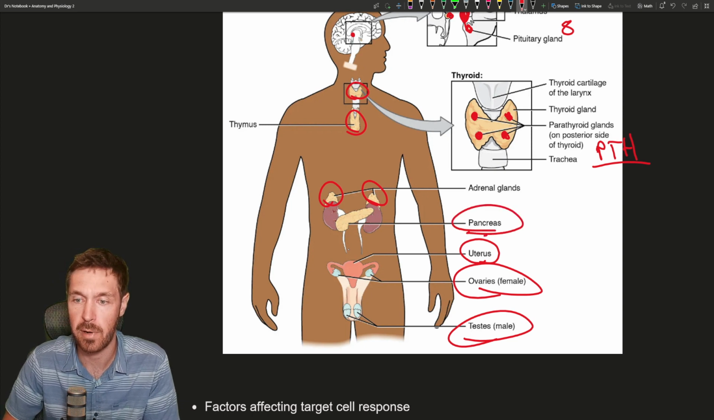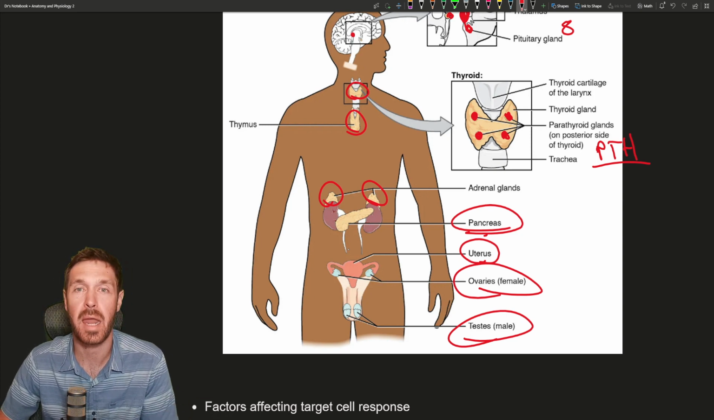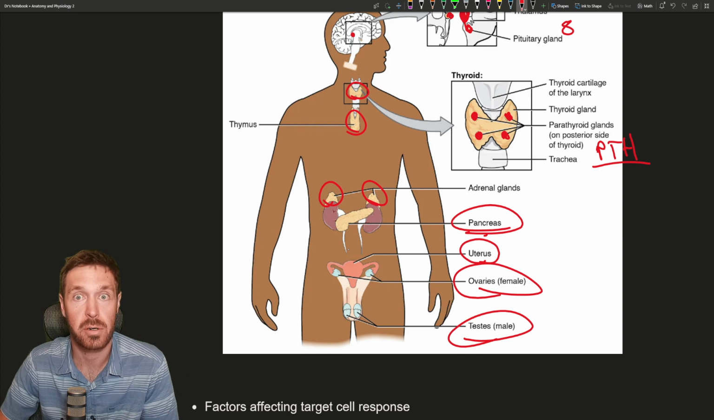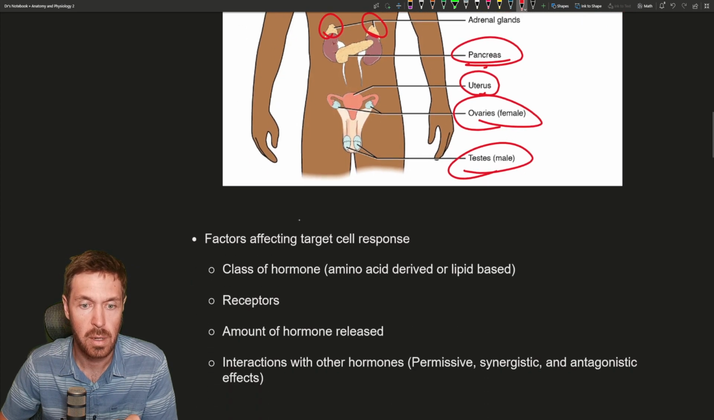And then one last one I forgot to mention was the pancreas. The pancreas releases insulin and glucagon as its hormones. So it has endocrine and exocrine function. Exocrine function being digestive enzymes, endocrine function being insulin, which lowers blood glucose, and glucagon, which raises blood glucose. But we'll talk about those more in future videos.